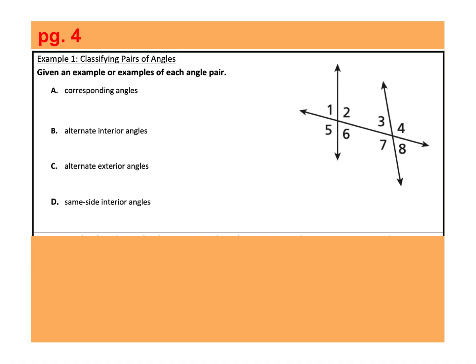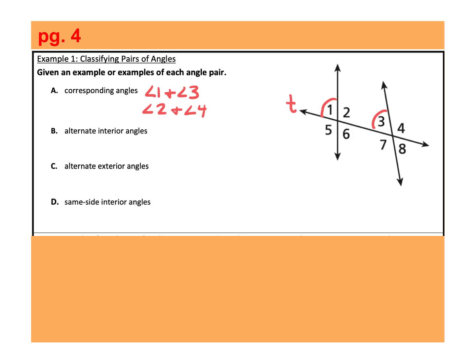Now let's practice an example where we identify each of the angle pairs. Beginning with corresponding, remember that for corresponding, we need to be on the same side of the transversal, which here our transversal is right there. And we need to be in the same spot in relationship to the other two lines. So one pair of corresponding angles is angle 1 and angle 3, because they're both above the transversal and to the left of the lines. We could also do angle 2 and angle 4 would be corresponding.